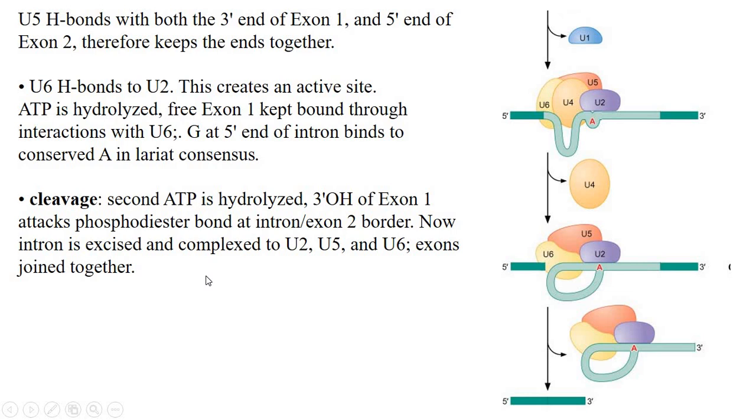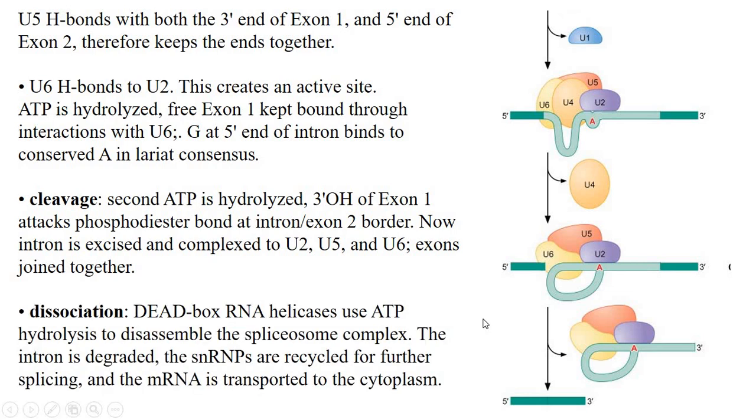Okay. So once this intron is removed from here, these DEAD box RNA helicases use ATP hydrolysis to disassemble the spliceosome complex. Intron is degraded because intron is not needed anymore. The SNRPs are recycled for further splicing of the next mRNA, and then this mRNA here is transported to the cytoplasm. This mature mRNA only shows 2 exons here, but it is the complete mRNA with the 5' cap as well as the poly A tail.